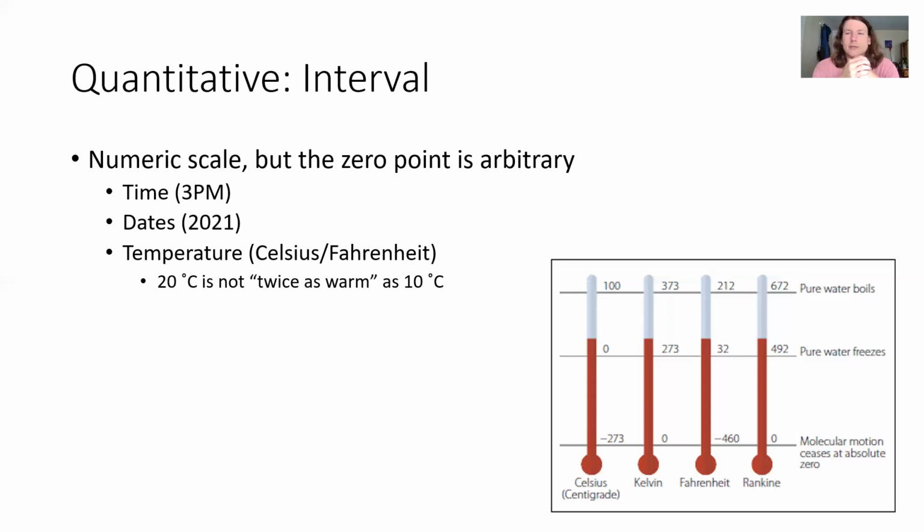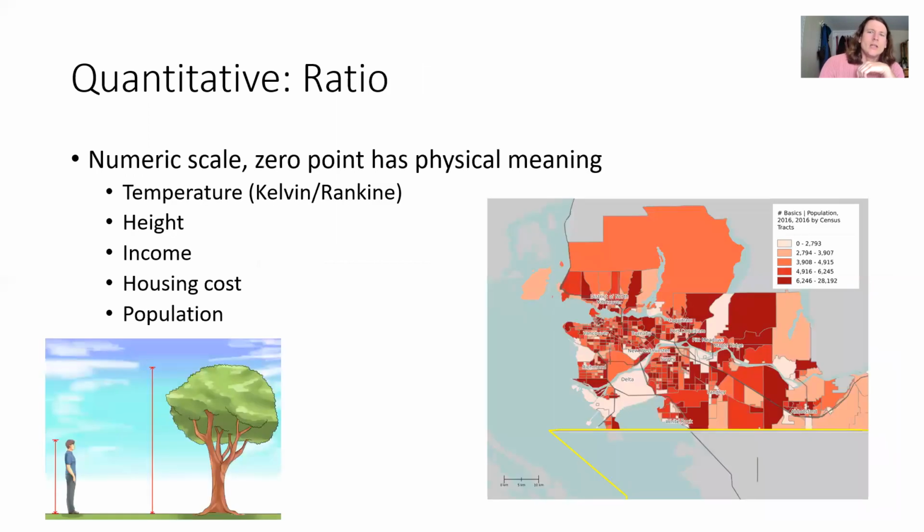However, if you're working with Kelvin, because that is directly tied to the motion of molecules and 0 being the point where all motion stops, 20 degrees Kelvin is twice as much energy as 10 degrees Kelvin. So interval data is a bit of a hard one to wrap your head around, but try and just remember the difference between like Celsius and Kelvin, for instance, or think about the arbitrary nature of dates and times when you think about it. Ratio data is a numeric scale where the 0 point has some physical meaning.